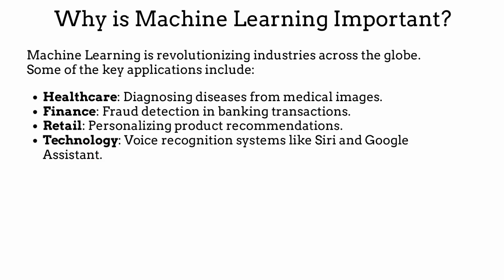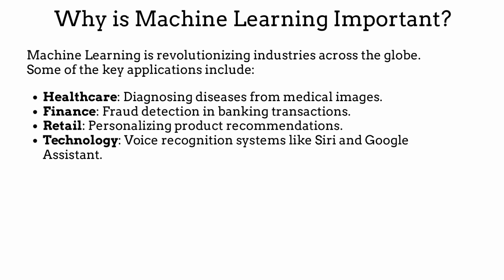Healthcare. Imagine a computer looking at medical images like X-rays or MRIs and spotting diseases that even doctors might miss. Machine learning is helping doctors diagnose diseases faster and more accurately. Finance. Banks are using machine learning to catch fraud. It can quickly detect weird patterns in transactions and flag them before any major damage is done.